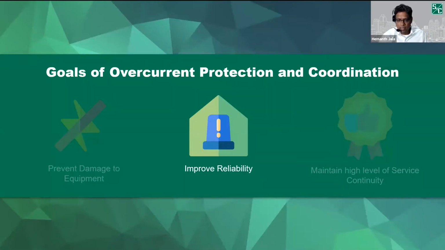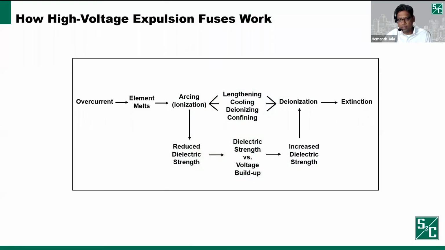The next main goal that we look at when it comes to overcurrent protection coordination is improving the reliability of your system. Before we go into how the system reliability is improved, we want to understand how a high voltage fuse works, and that's what we're going to go through in the next few slides.